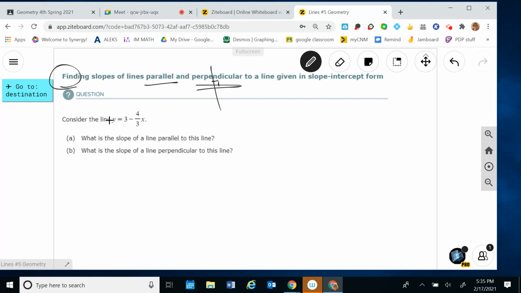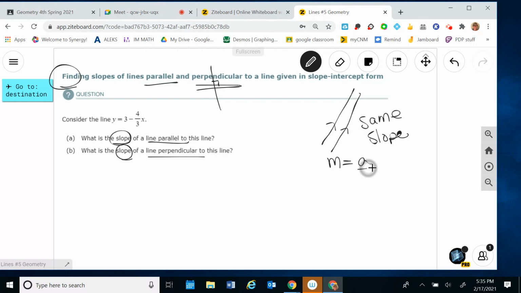They're going to ask you to find the slope of the line parallel and the slope of the line perpendicular. So all you need to know is that parallel lines have the same slope. If the slope of line 1, M1, meaning the first slope, is A over B, then the second slope is going to be A over B. In other words, it's the same thing.